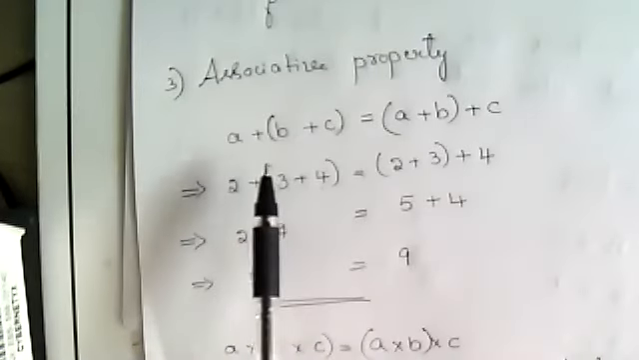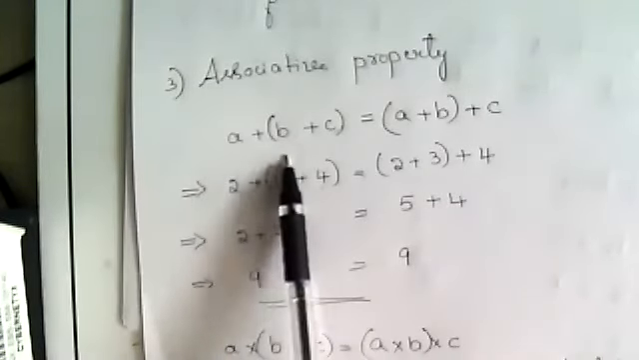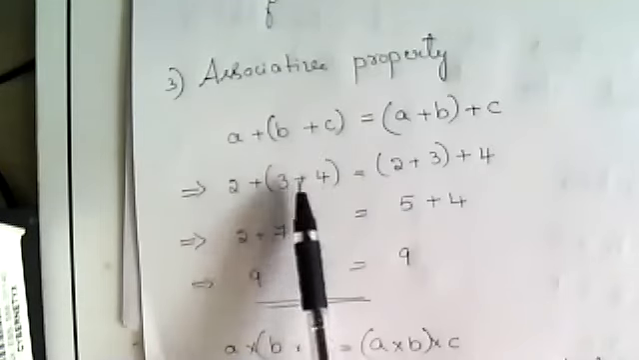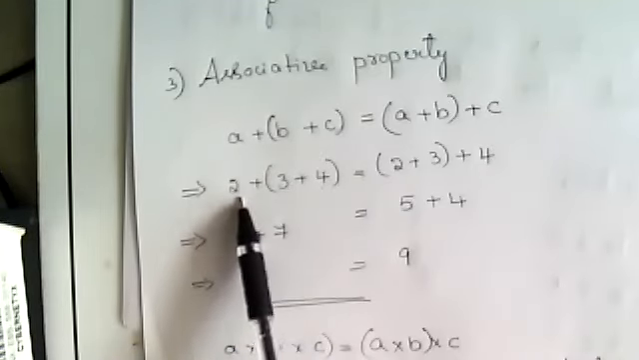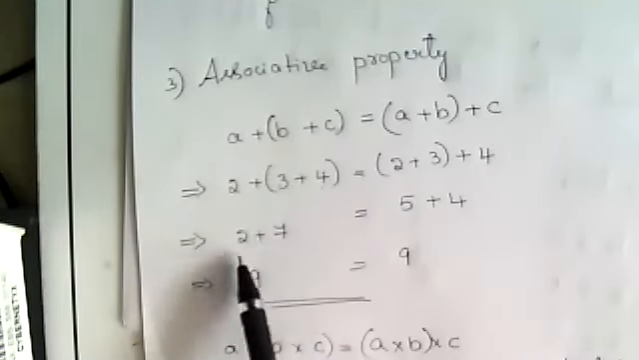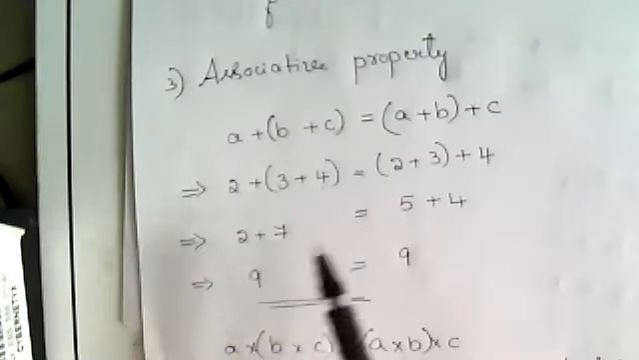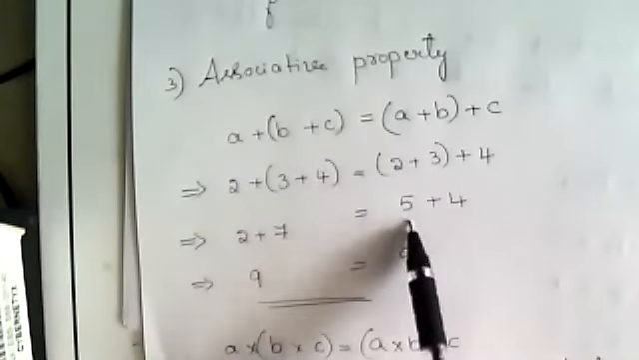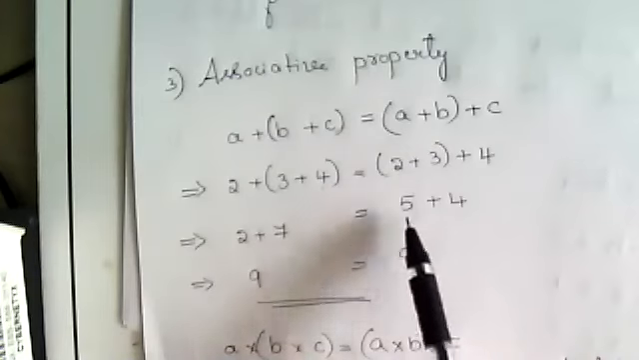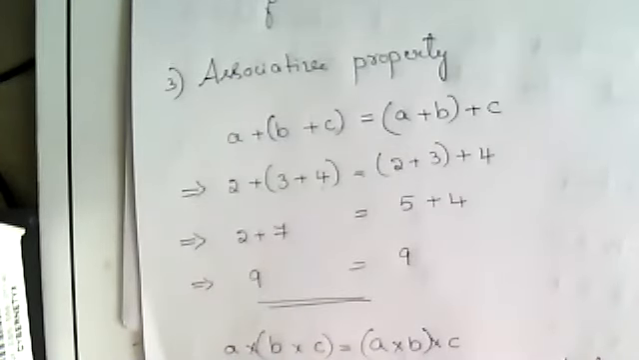First, always we have to simplify what is inside the bracket. B plus C, that is 3 plus 4 equals 7. And then we added it with 2. 2 plus 7 equals 9. And here also, 2 plus 3 is 5, and this 4 we added: 5 plus 4 equals 9. So LHS is equal to RHS. Understand?